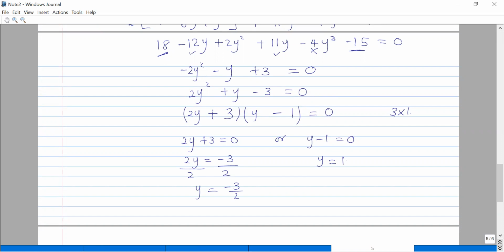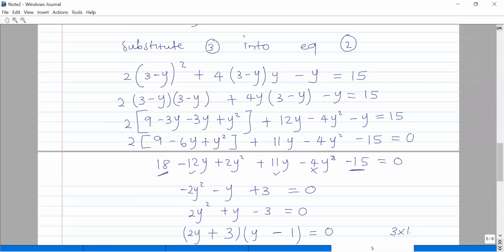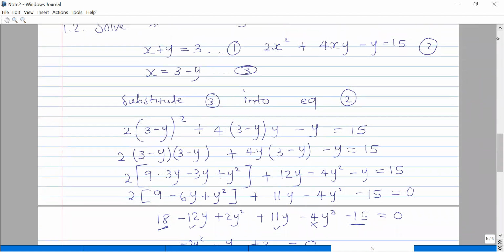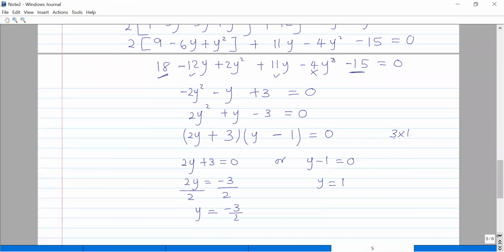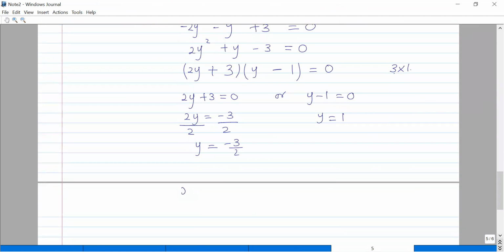You are not done when you have this. You only have y values. You are also looking for x values. For the x value, we had said in our equation 3 that x is equal to 3 minus y. We have to have that as well. x is equal to 3 minus y.